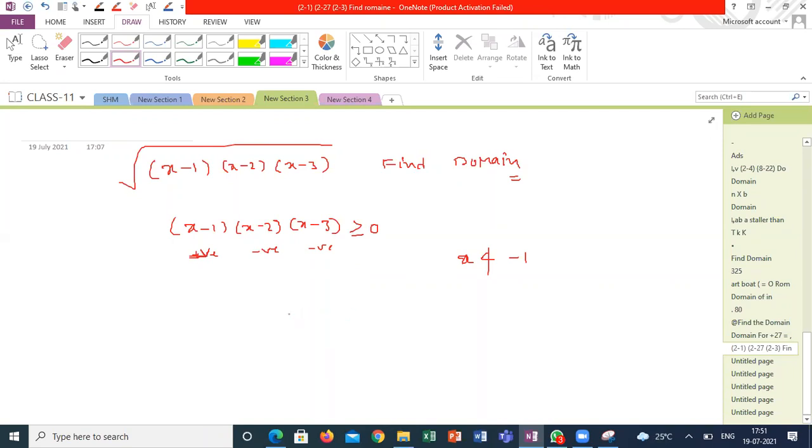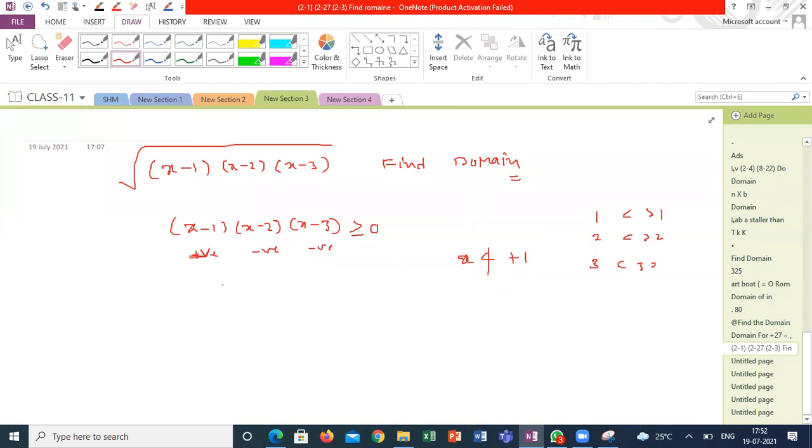So if x is equal to 1, sorry, x should not be less than 1. So what about 2? It should be less than 2 or greater than 2. Here are 3 values you have to check. Less than 1, greater than 1. Less than 2, greater than 2. Less than 3, greater than 3. Automatically your answer will come. So x can't be less than 1.